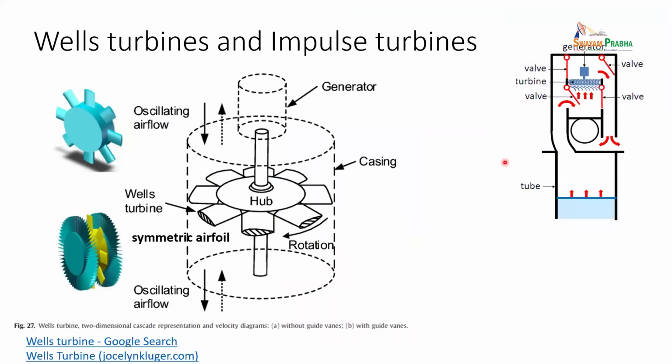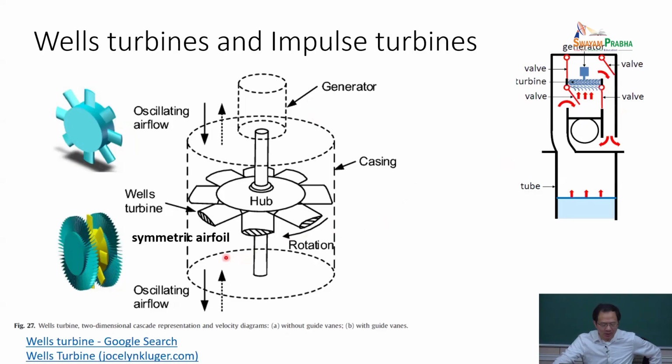Where's the turbine? Give me a moment. Where's the turbine? Where's the inventor's name? Okay, and so where was the turbine invented? It's like this way. Okay, so when the air moves up along the dash line, it drives the turbine, right? When the air moves down, it drives the turbine too. Now the turbine rotates in one direction.